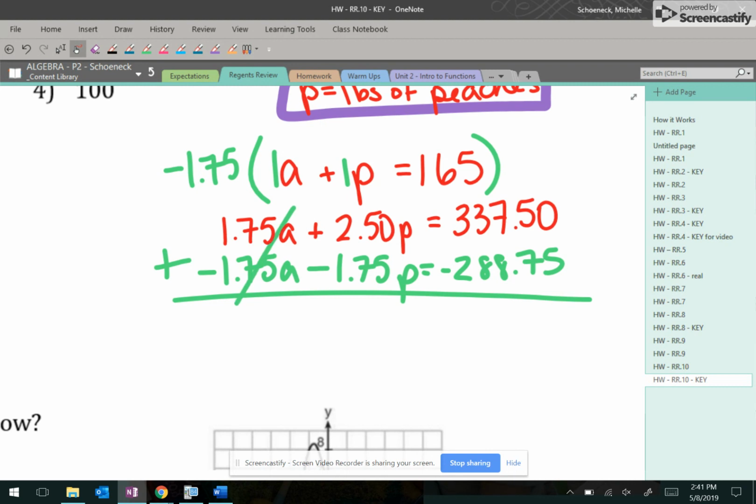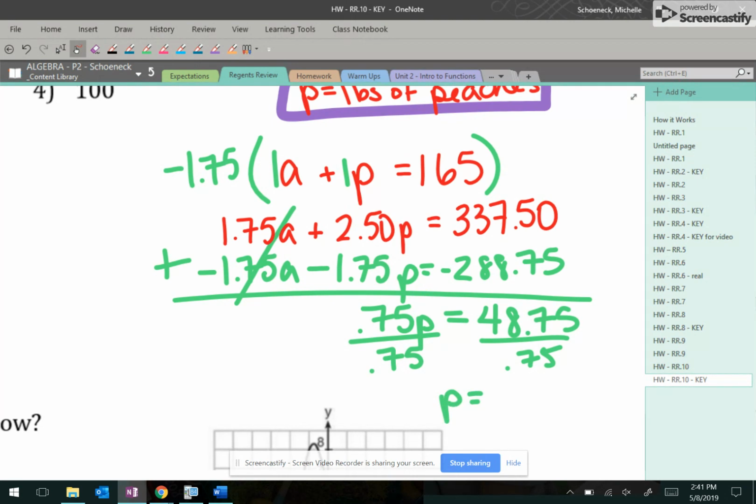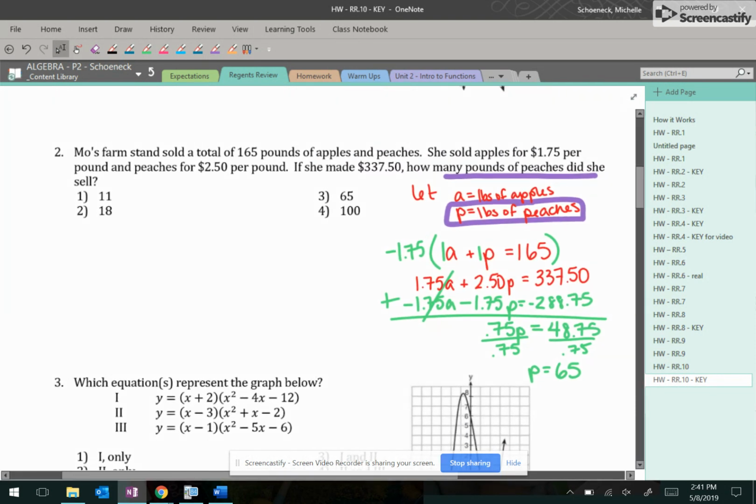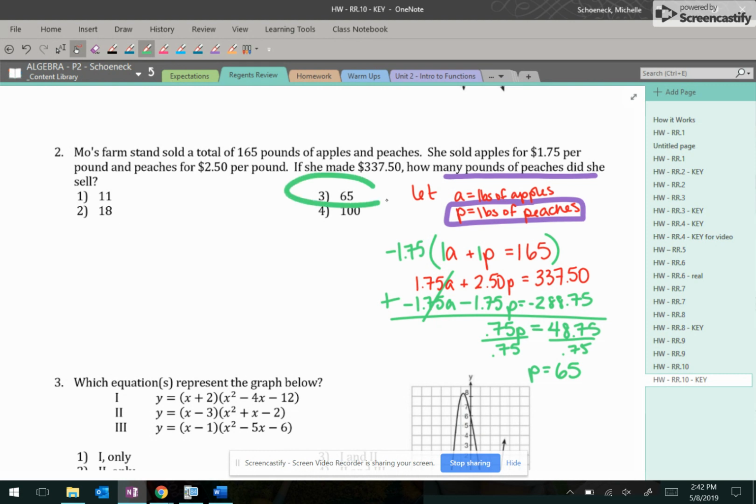Now I'm going to add down. The apples are going to eliminate. I'm going to get 0.75 pounds of peaches is equal to 48.75. And now to finally solve for the pounds of peaches, divide both sides by 0.75, and I get 65. So 65 pounds of peaches, which is answer choice number 3.